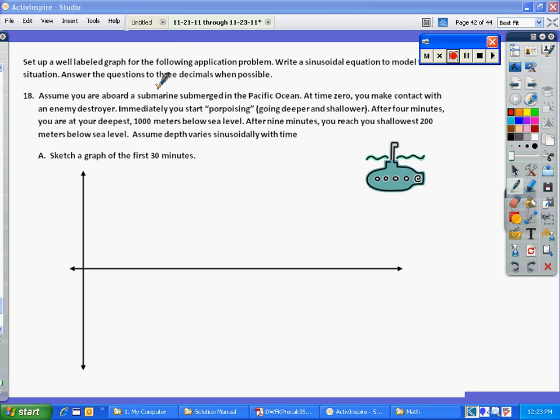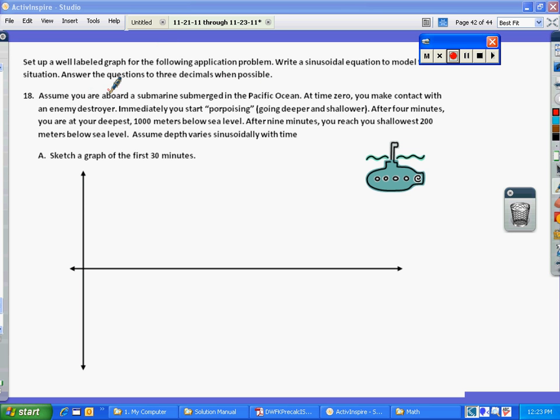Alright, so in this problem, you're aboard a submarine submerged in the Pacific Ocean. At time 0, you make contact with an enemy destroyer. Immediately you start porpoising, which is going deeper and shallower. After 4 minutes, you are at your deepest, which is 1,000 meters below sea level. After 9 minutes, you reach your shallowest, which is 200 meters below sea level. Assume depth varies sinusoidally with time.